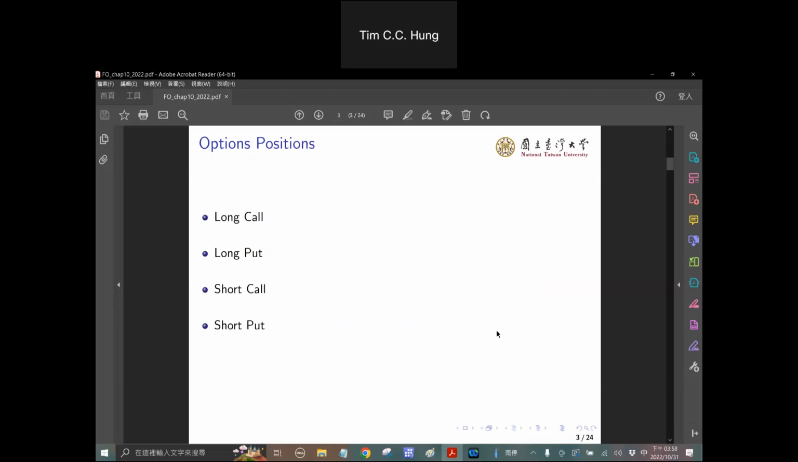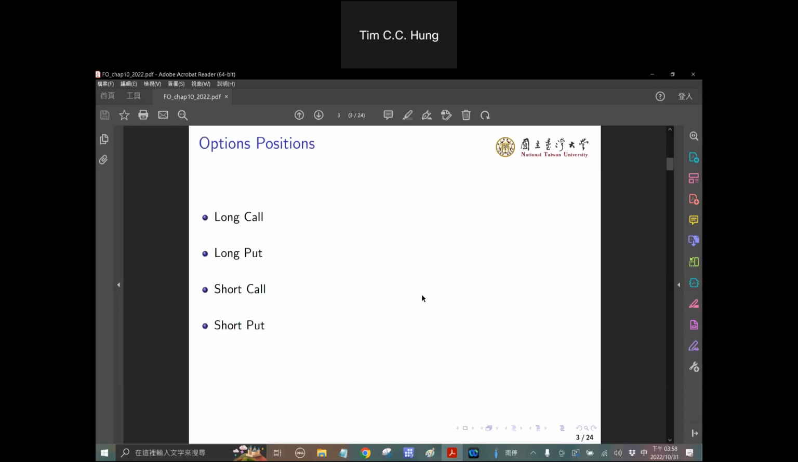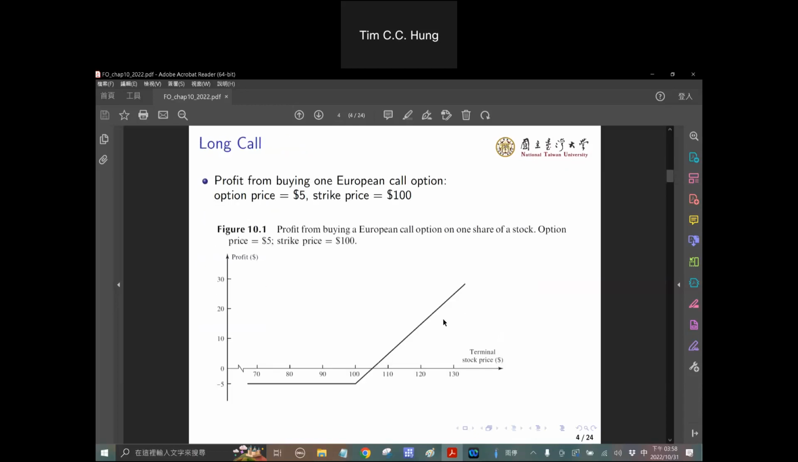For any kind of financial assets, like we mentioned, you can long, you can short. So for long and short, and also for put and call, we can have 4 types of combinations. You can long a call, long a put, short a call, short a put. It's very different. So let me very quickly talk about what all these 4 types of positions mean.